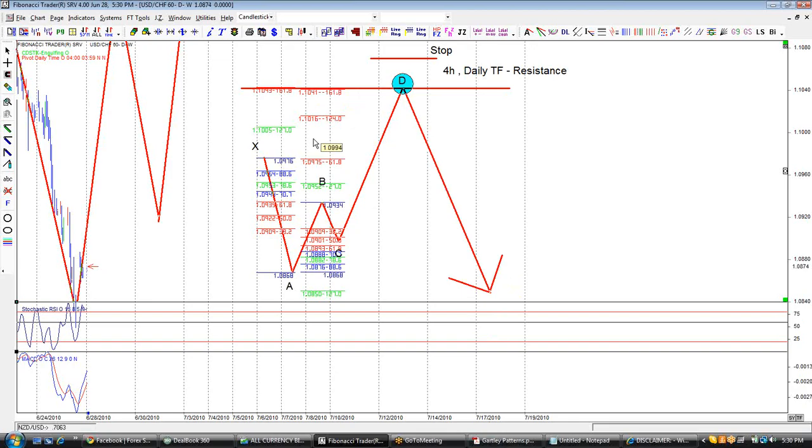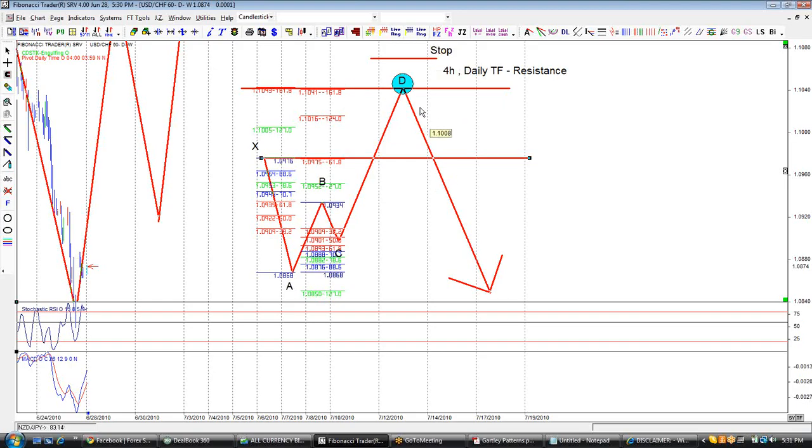Now where do we limit? First place we need to take profit is above X. After we broke X, X becomes the closest support, and this X will hold very strong support.